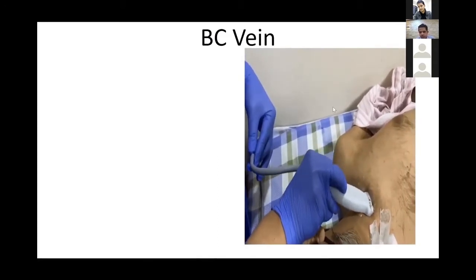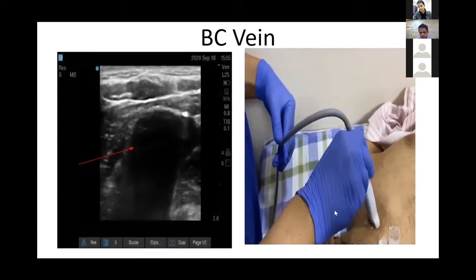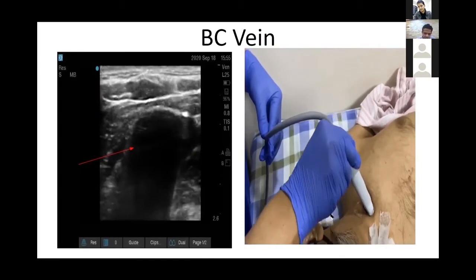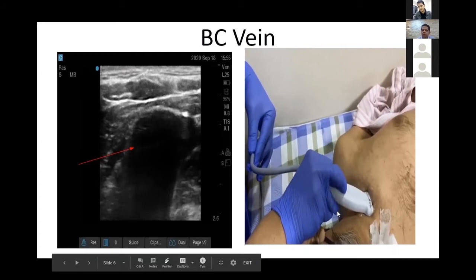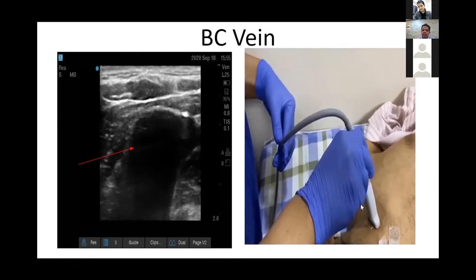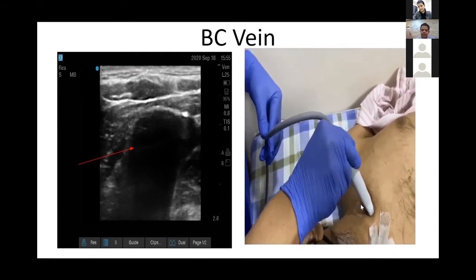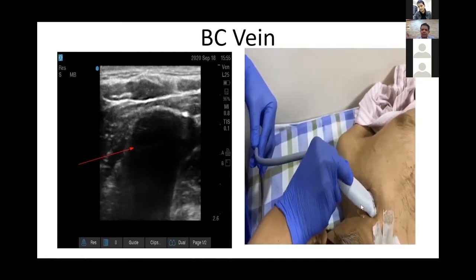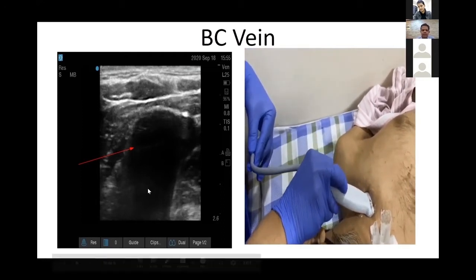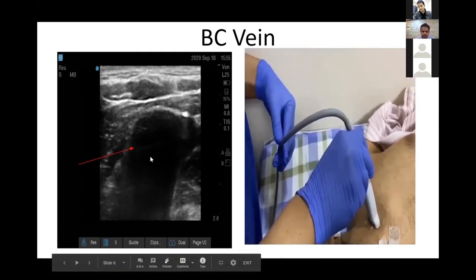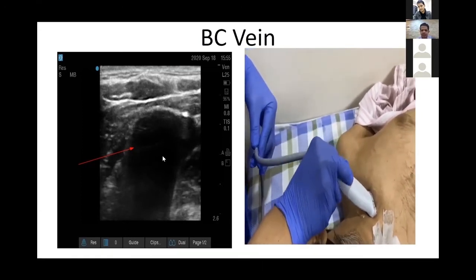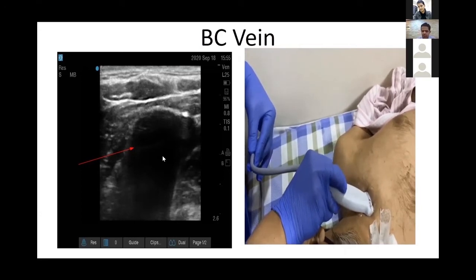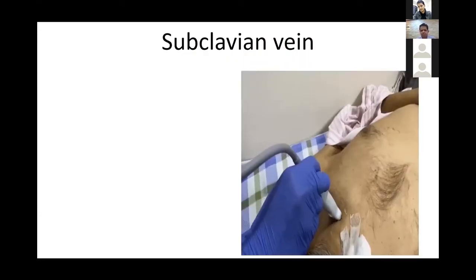So this is how we look at the brachiocephalic vein on the left side. We slide the probe down the neck, and then we tilt it a little medially, a little inferiorly, and a little posteriorly, and we can see the brachiocephalic vein, which is wide and well made out. The vein is on the right side, while the video is on the left side, but I don't think that will come in the way of the interpretation.